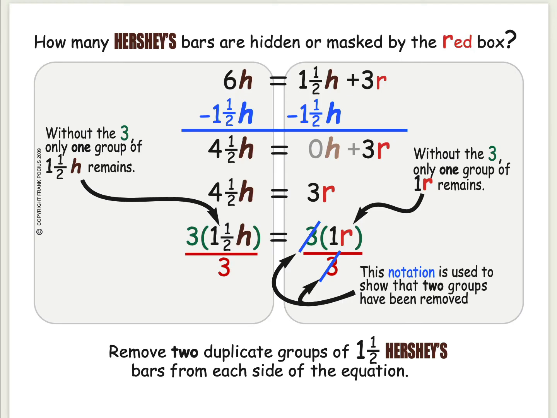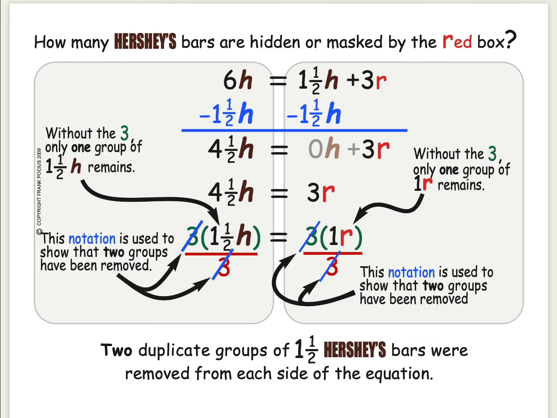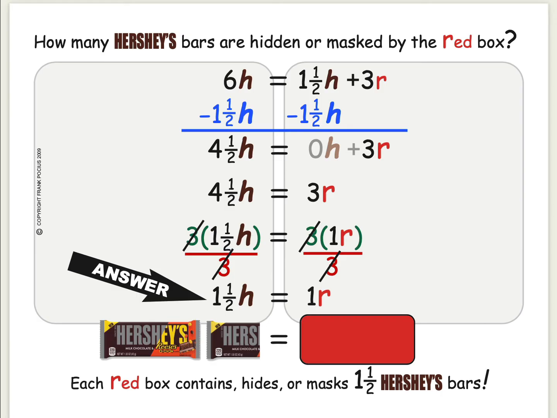Remove 2 duplicate groups of 1 1/2 Hershey's bars from each side of the equation. 2 duplicate groups of 1 1/2 Hershey's bars were removed from each side of the equation. Each red box contains, hides or masks, 1 1/2 Hershey's Reese's Pieces bars.